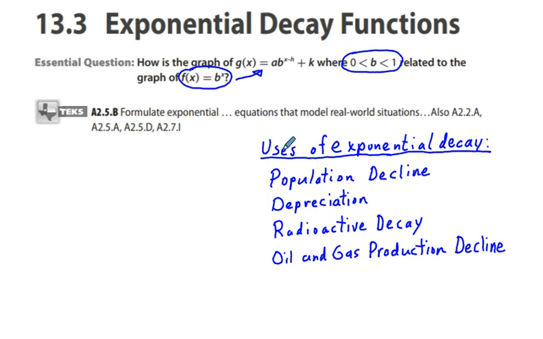Okay, uses of exponential decay. There are many real-world uses of exponential decay, and here are 4 of maybe the most notable. You have population decline, depreciation. If you're going to buy a car, you're going to be interested in its depreciation to get that car fairly priced. Radioactive decay involving half-life, oil and gas production decline. Very important in our lives today.